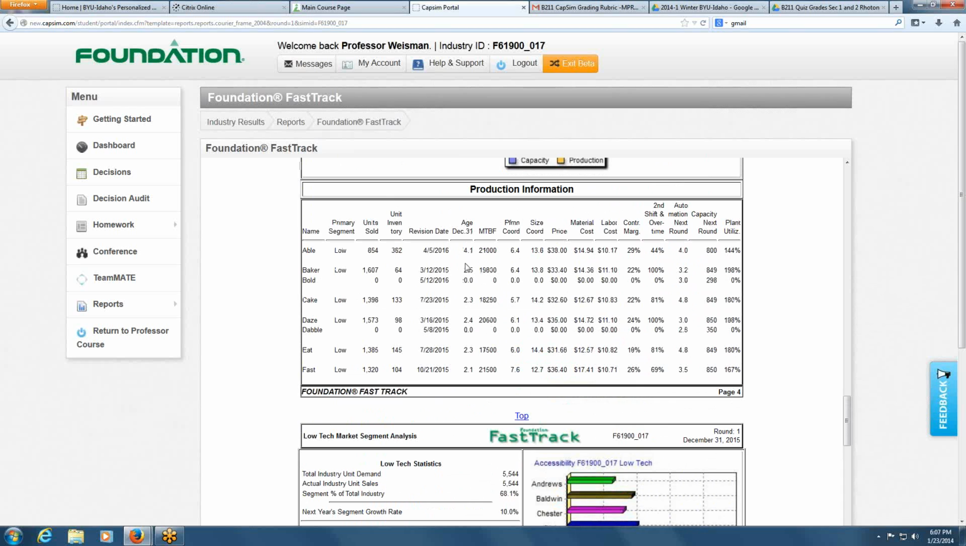Next thing I'm going to do is look at the age. So my age ended at 4.1 years, where Baker's age ended at 2.5. So his age is only 0.5 years off from 3 years, where mine is 1.1 years off from 3 years. So he also beat me in age.